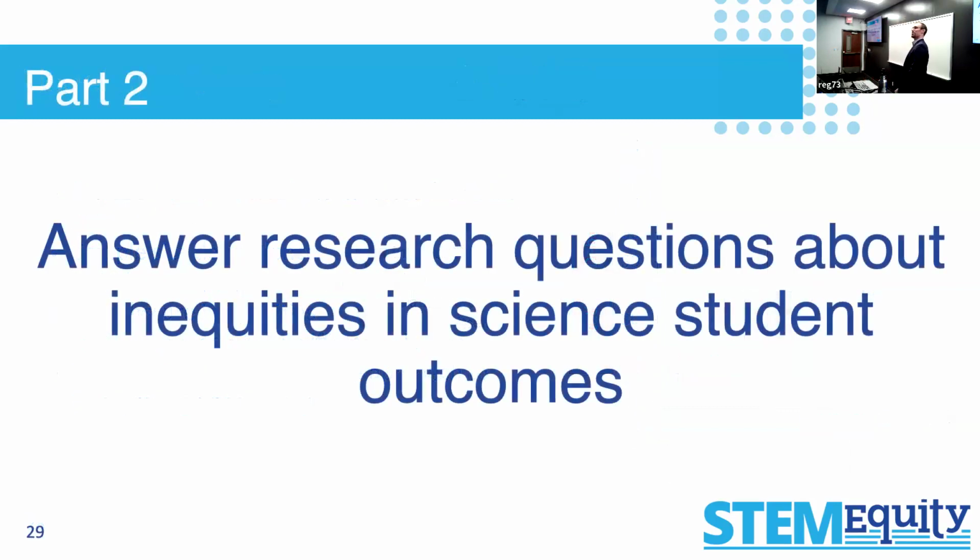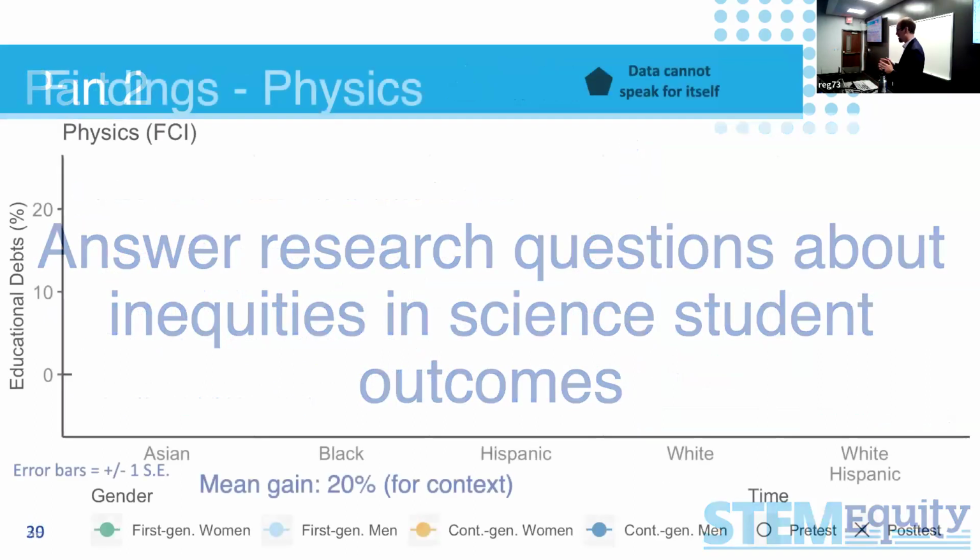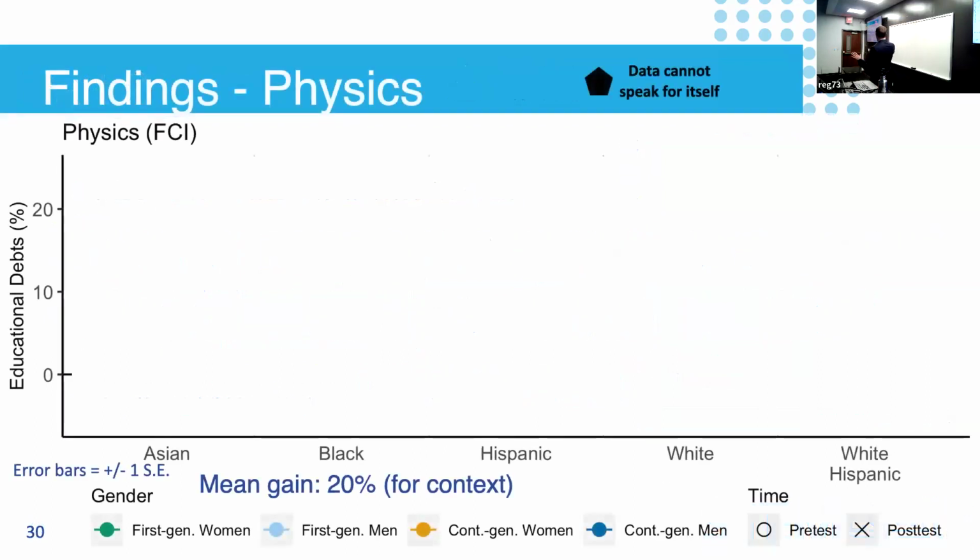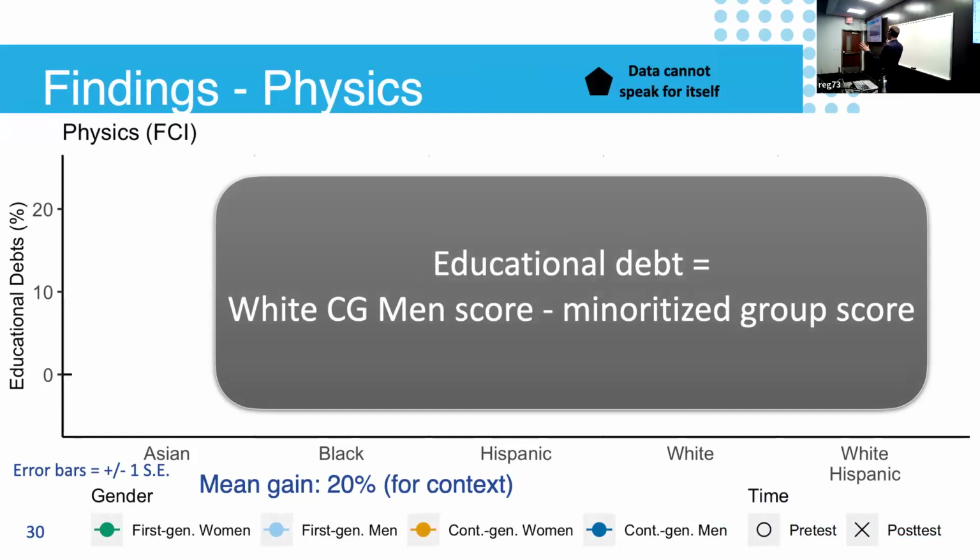Let's get to actually looking at some data now. Let's answer some research questions. We're going to start in physics. On my y-axis here, I have educational debt. As a reminder, in this case educational debt is the difference between white continuing generation men's scores and whatever comparison minoritized group is there. This is part of me speaking for the data. This is the thing we're looking at, educational debt.